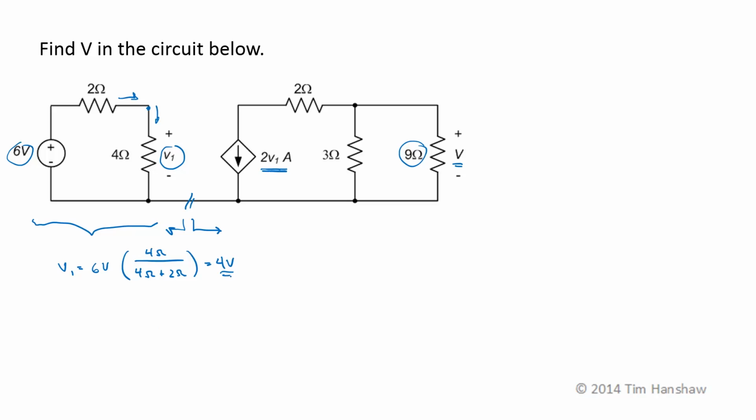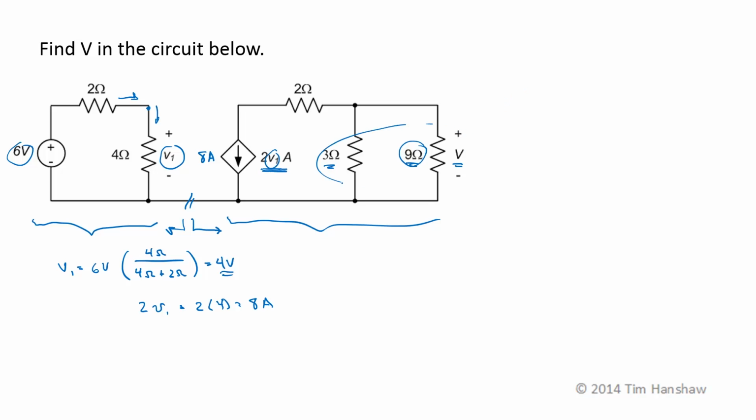Now I have a number that I can plug in here. So 2 times V1 is 2 times 4. This current source is giving us 8 amps. So now I have a number for that current source and I can treat it as if it's just a number. Now I need to analyze this side of the circuit to find the voltage V. The 9 ohm and 3 ohm resistor are in parallel and I want a voltage across those. It's going to be easy to combine those two to an equivalent resistance.